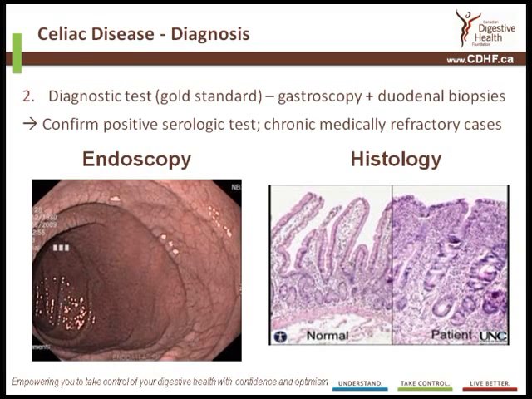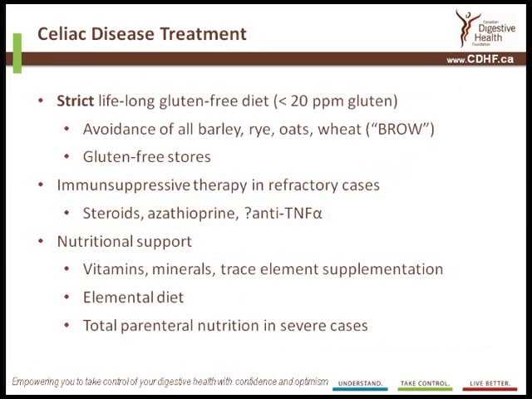And histologically, on the left-hand side, the normal histology with nice villi that promote increased mucosal surface area for absorption, these are completely destroyed by inflammation in advanced celiac disease, as you can see on the right-hand side. So celiac disease treatment is really, for the most part, fairly simple, although it's hard to do. The mainstay of treatment is strict, lifelong, gluten-free diet.